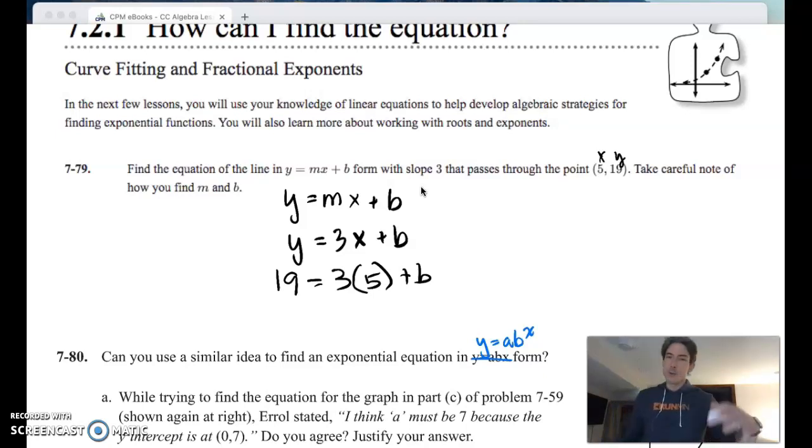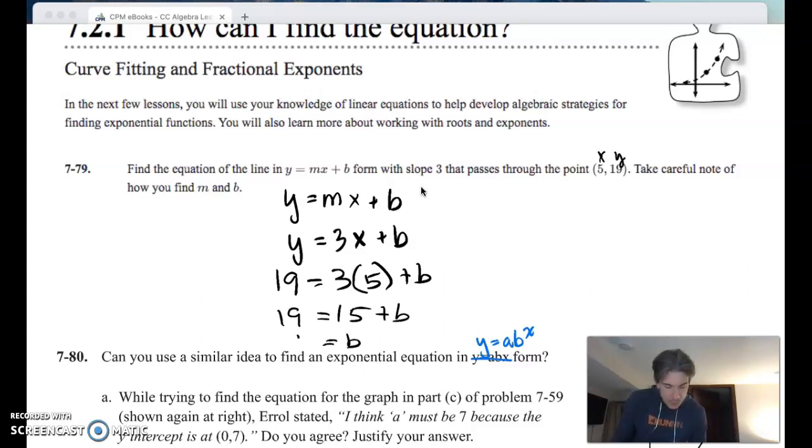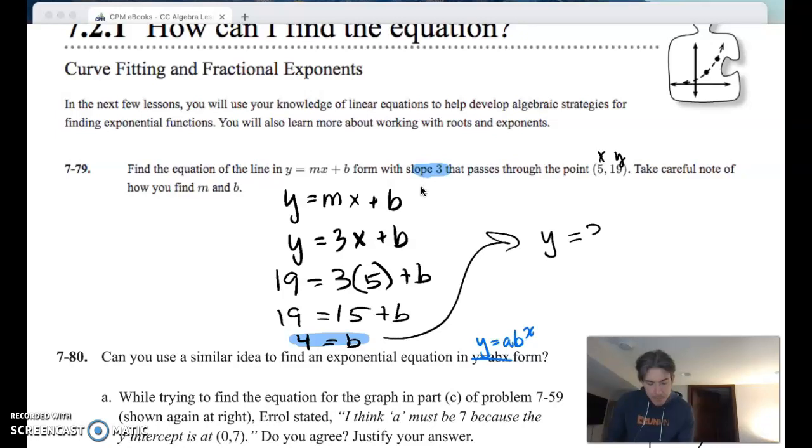Now what have I done? I've taken this and I've reduced this all the way down to a single variable equation. Well, that's actually not too bad. 3 times 5 is 15. Now I subtract 15 from both sides, I get b equals 4. Okay, I'm looking pretty good so far. I don't have the equation of a line yet, but I do know what m is, and I do know what b is. And now I can rewrite with m and b in there.